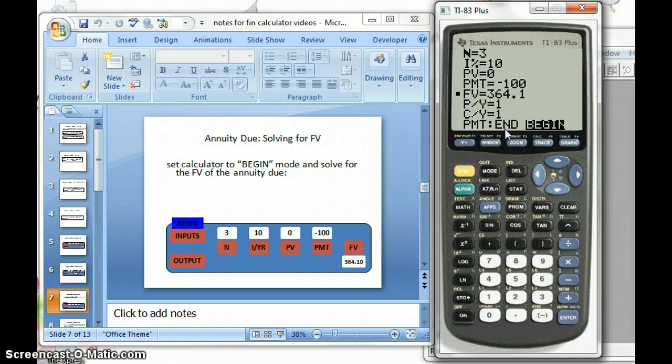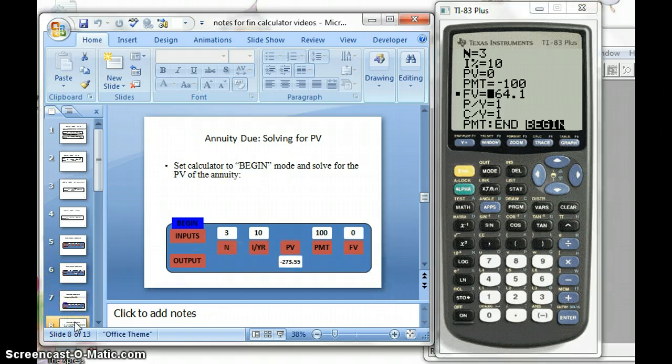Remember, when you were in end mode, you had a result of 331, and now in beginning mode, your future value is 364, which is 10% more than the 331. What if we want to find the present value?